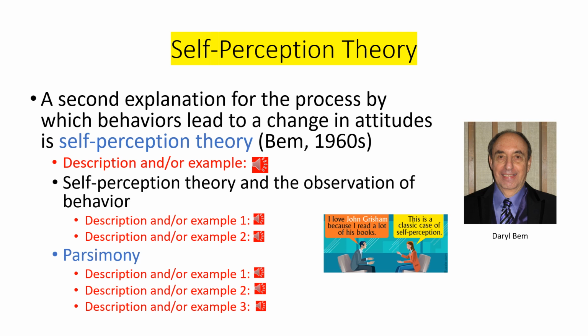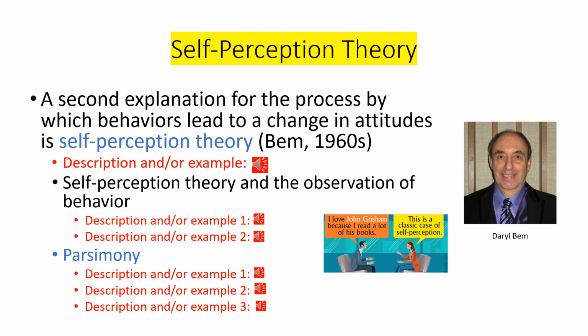Bem says we do the exact same thing for our own attitudes and our own behaviors, right? So that's the whole point behind self-perception theory. Self-perception theory is simply the fact that we learn our attitudes by watching our behaviors. I go to Racer basketball games. Oh, I must like it. I go to Dumplings a lot. Oh, I must like it. I don't go to Applebee's. Oh, I must not like it. We learn our attitudes by observing our behaviors.